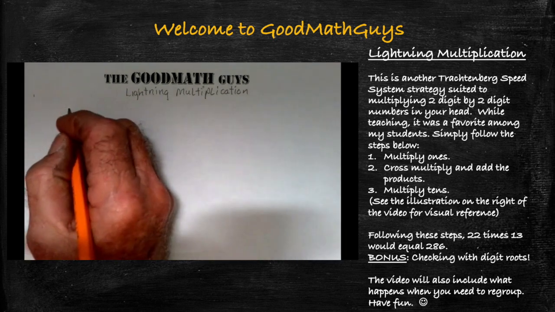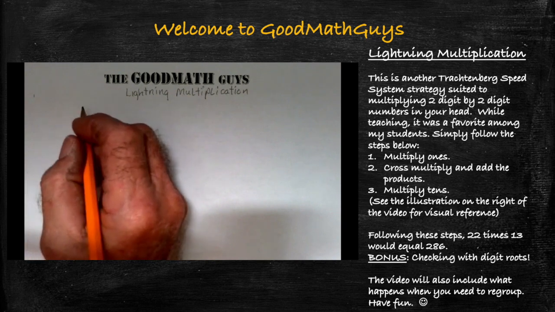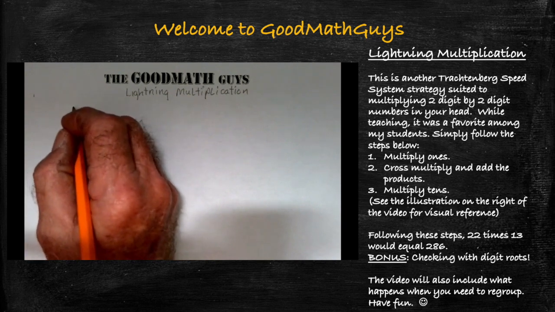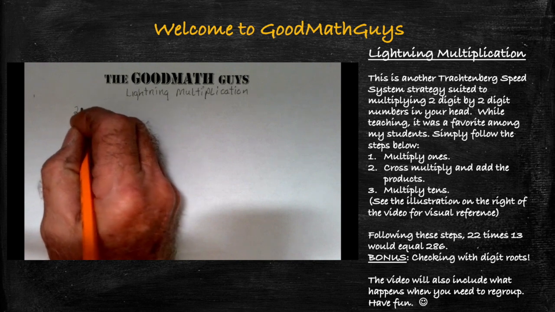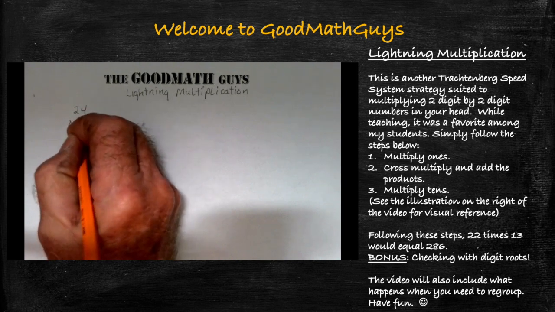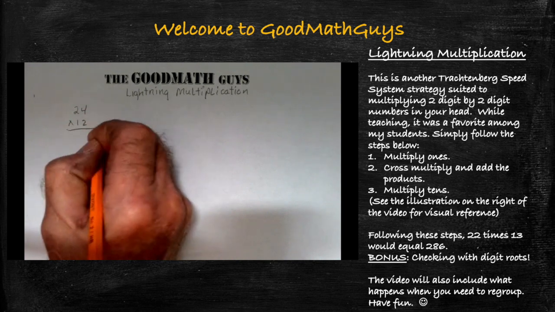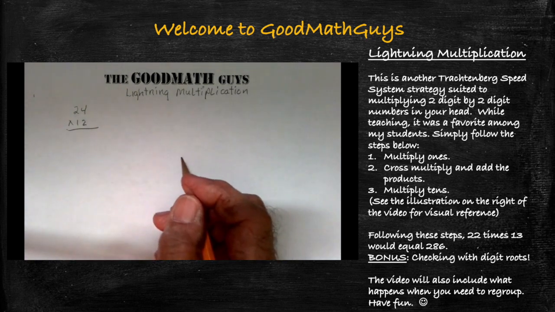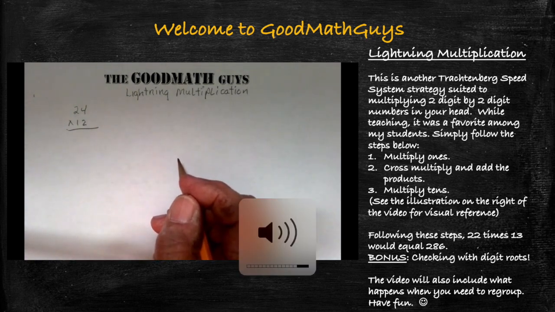Lightning multiplication works really well for 2-digit times 2-digit multiplication problems. Consider this, for example. How about 24 times 12? We just finished a video on Trachtenberg's times 12, so we'll start out with the same problem to show you that there's a different way we can do it.